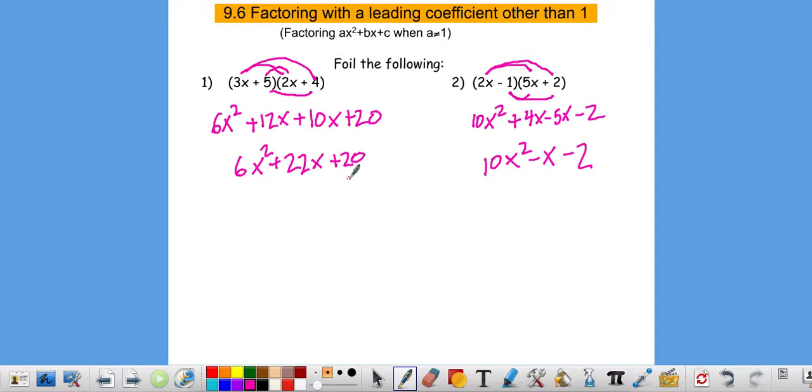Where things get a little difficult is how do we figure out what value goes in the middle? If we were doing this in reverse, we could break this down by guessing and checking, but how do we figure out what value goes in the middle?